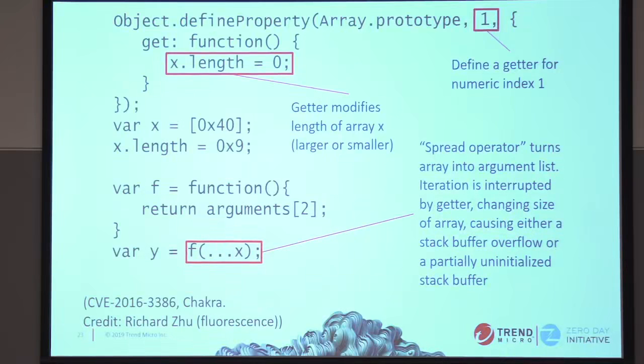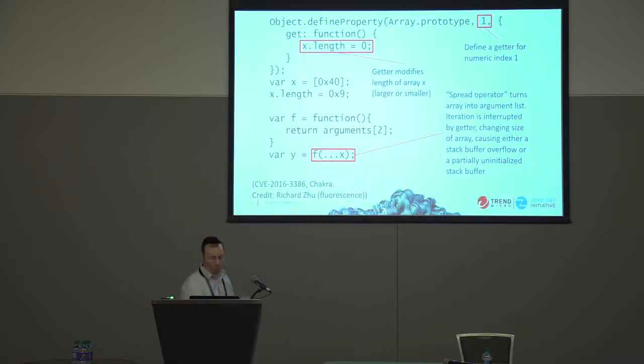This bug here is a great example of a problem in array handling in the Chakra JavaScript runtime, and this one wound up being ultra critical. I love this one. If you take a look at the bottommost red rectangle there, that is actually part of the source code. It's called the spread operator, and that turns array X into an argument list for function F. And when this line of code executes, the runtime will iterate over array X to read its elements and copy them into a stack-based buffer.